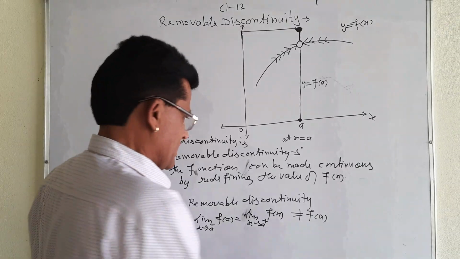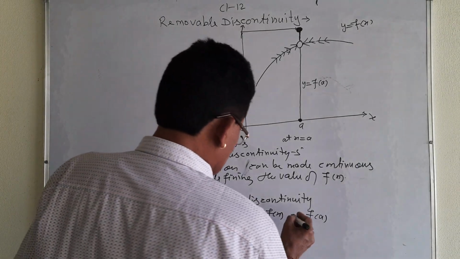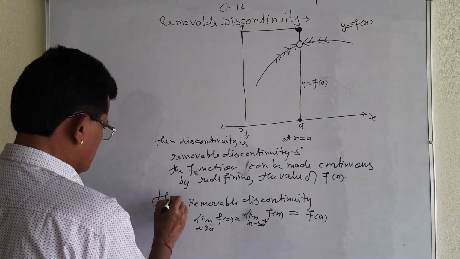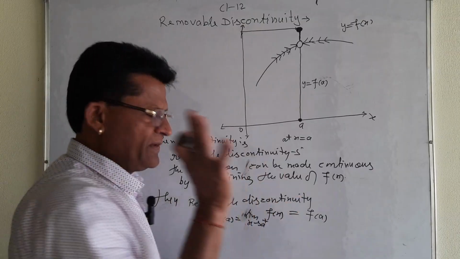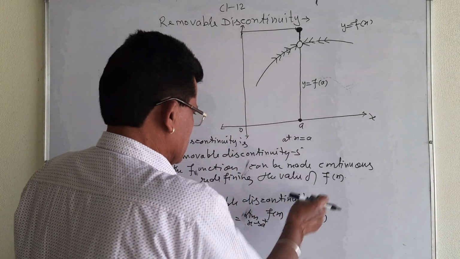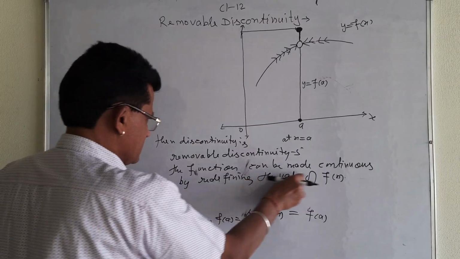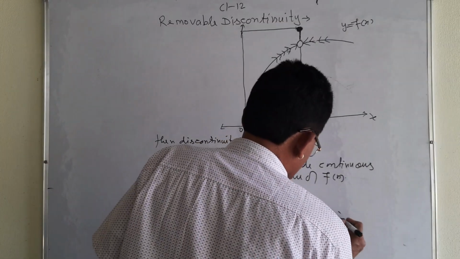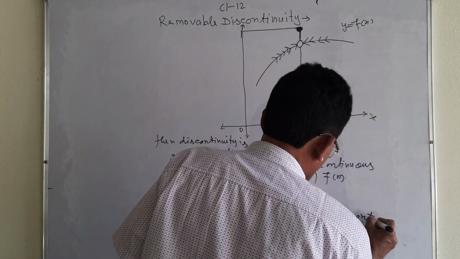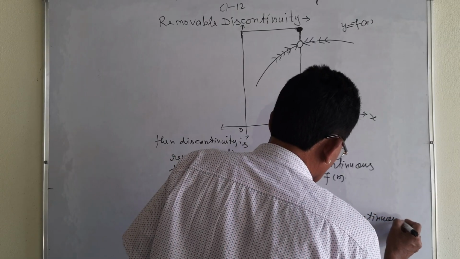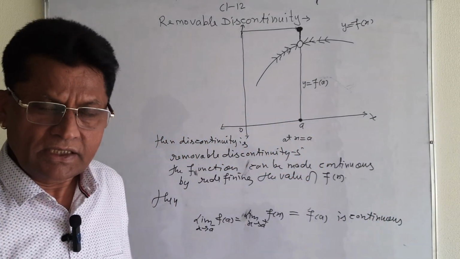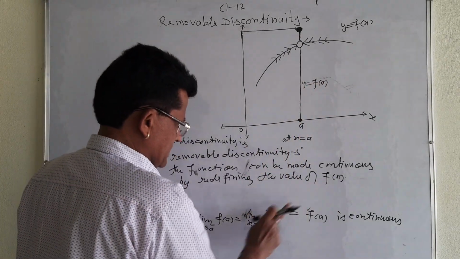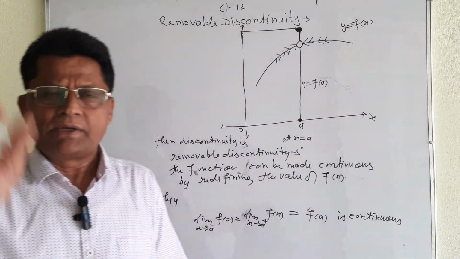Then what will happen after that? After that, the function will be continuous. Okay, it can be changed like that. Then the function is continuous. The function will become continuous if you change the value of f(x). Then this condition will be there, and the function will be continuous.